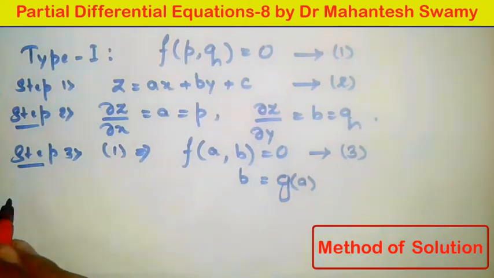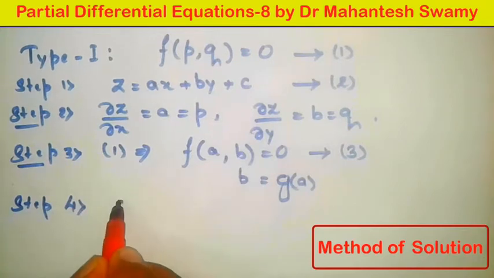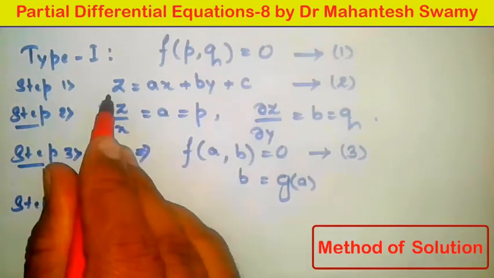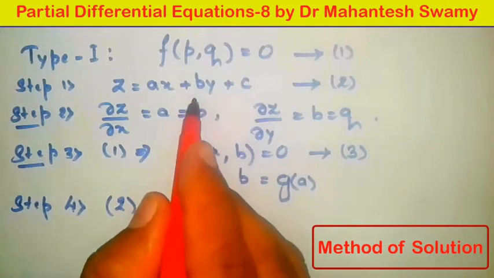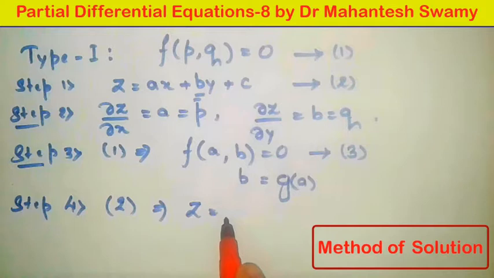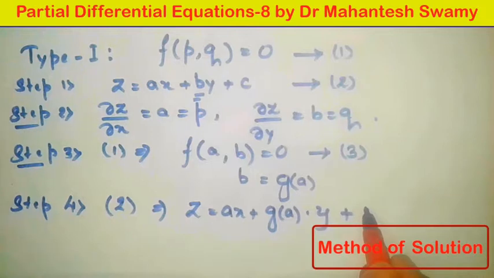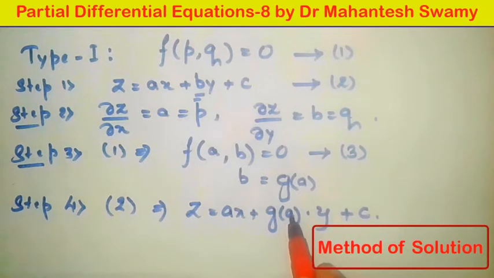Therefore in the next step, if we substitute that in the place of b, we will get z equal to ax plus g of a, some function of a which we will get depending upon the given problem, into y plus c. So this will be the required complete integral of the given PDE.